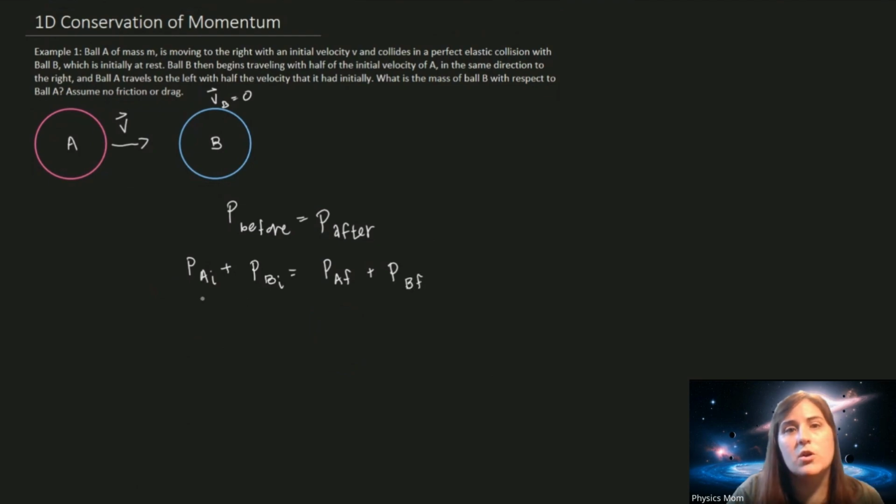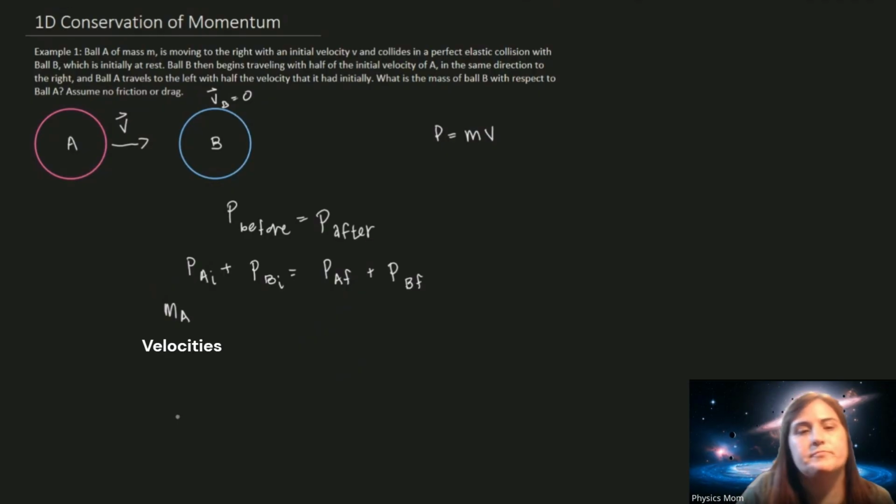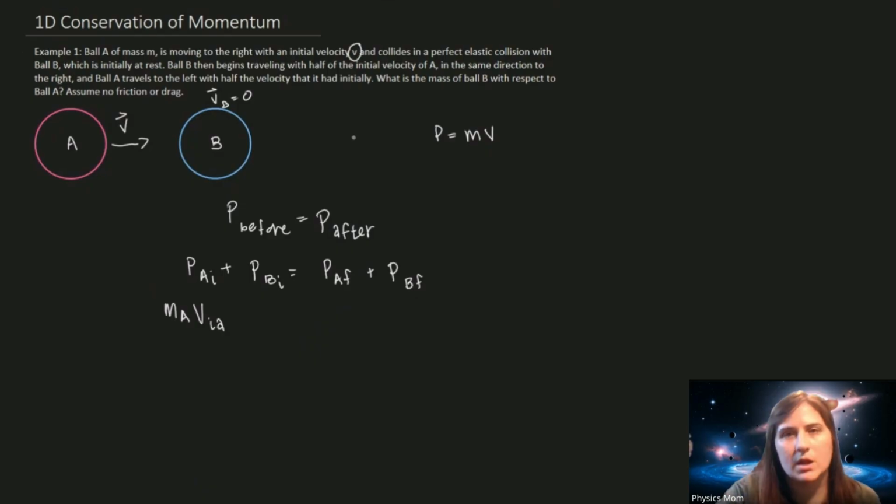Now we know from the momentum equation that momentum is equal to the mass times the velocity of an object. So in the first case, it's going to be the mass of A, or the initial mass of A, but is the mass of either ball actually changing? That's going to stay constant. The thing that's changing is their velocities, and so their momentums. So the mass of A times the initial velocity of A, which we are calling v from the problem, plus the mass of B times the initial velocity of B, is going to equal the mass of A times the final velocity of A, plus the mass of B times the final velocity of B.